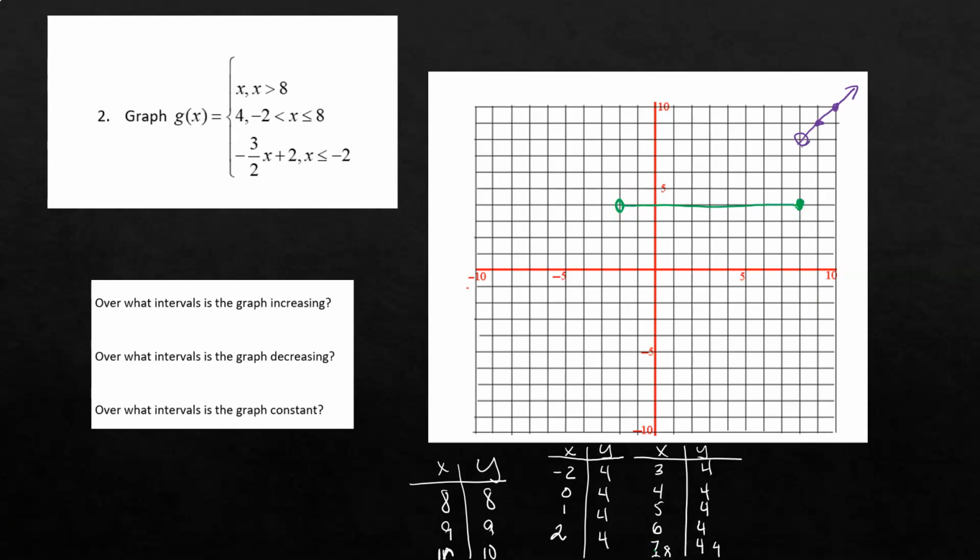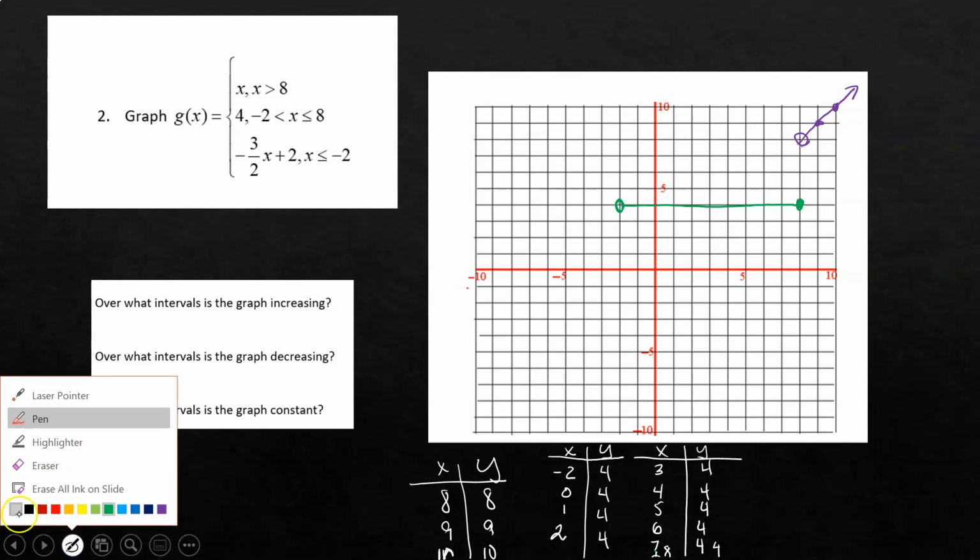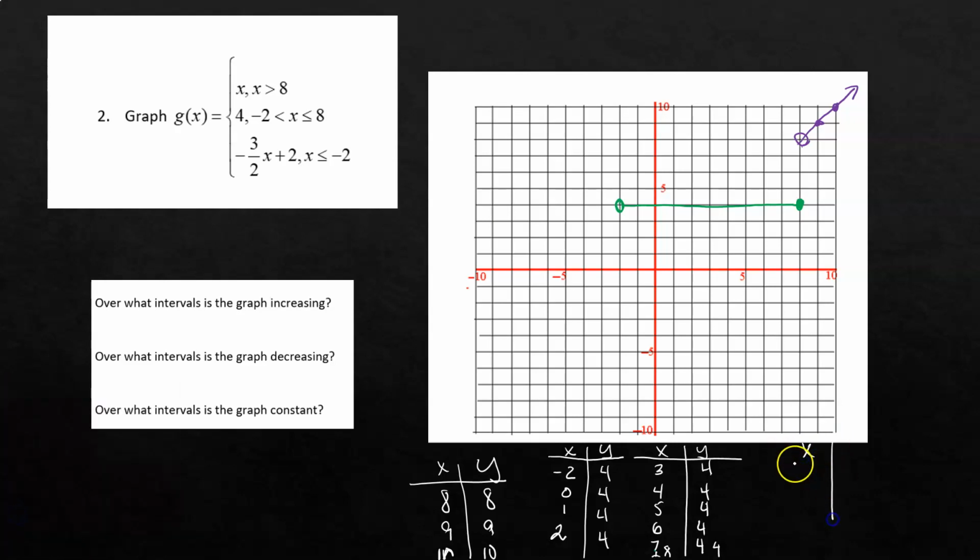Okay? So the last one says g of x equals -3/2 x plus 2, where x is less than or equal to -2. So let's make our table. Pick some x values. So it says x is less than or equal to -2. So I'm going to have -2, -3, -4. When I plug in -2 for x, I have -3/2 times -2 plus 2. That's 5. When I plug in -3 for x, I have 6.5. And then I have 8. So let's plot those.